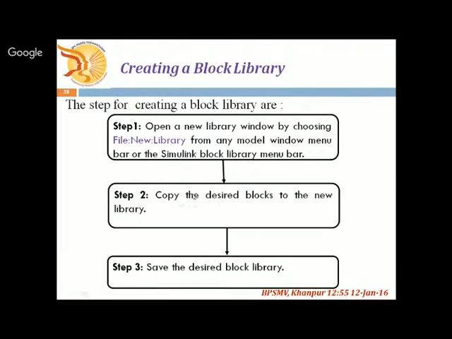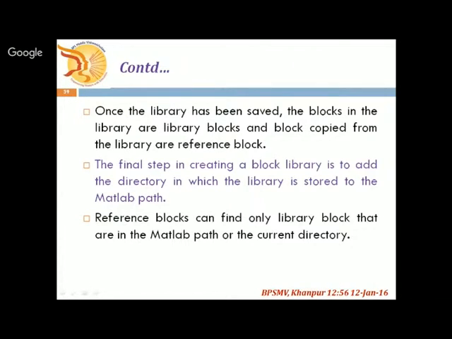So these are the steps for creating a customized library. The first step is to open a new library window by choosing File, New Library from any model window menu bar or the Simulink block library menu bar. The second step is to copy the desired blocks to the new library. The third step is to save the block library. The fourth step is to add the directory in which the library is stored to the MATLAB path. Reference blocks can find only library blocks that are in the MATLAB path or in the current directory.